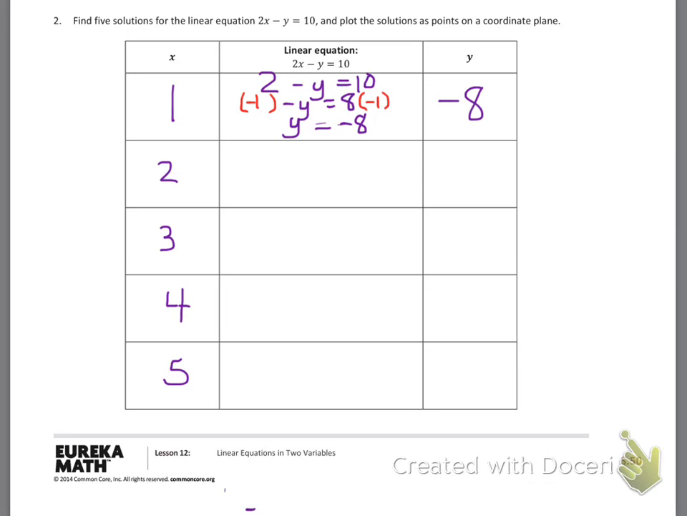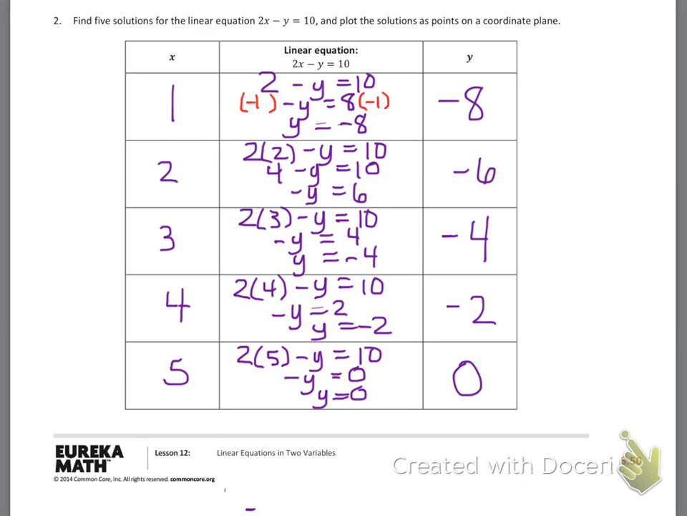So find some others. Pause the video, find the others, and then come back and check your answers against these. Okay, so my data table shows the x, y values for these that we chose. You can kind of see a pattern, can't you? As the x's go up by 1, the y values are going up by 2. They're getting bigger from negative 8 up to 0. So let's go ahead and plot those points in a coordinate plane.